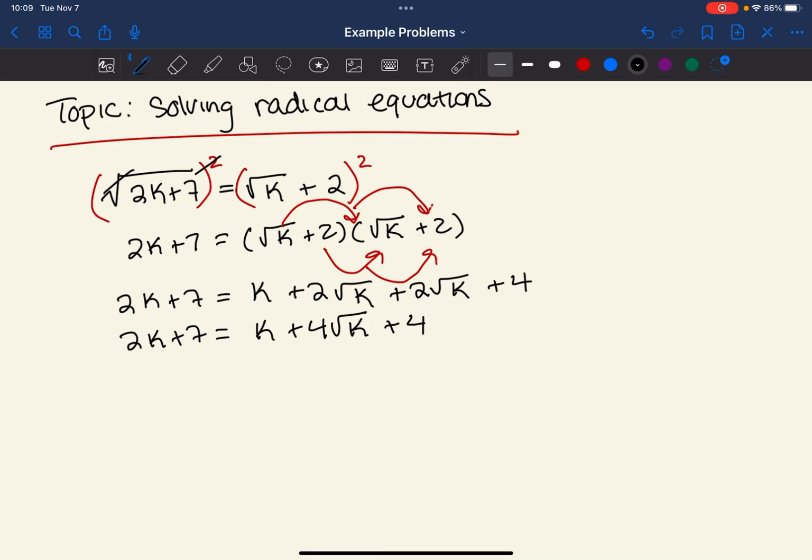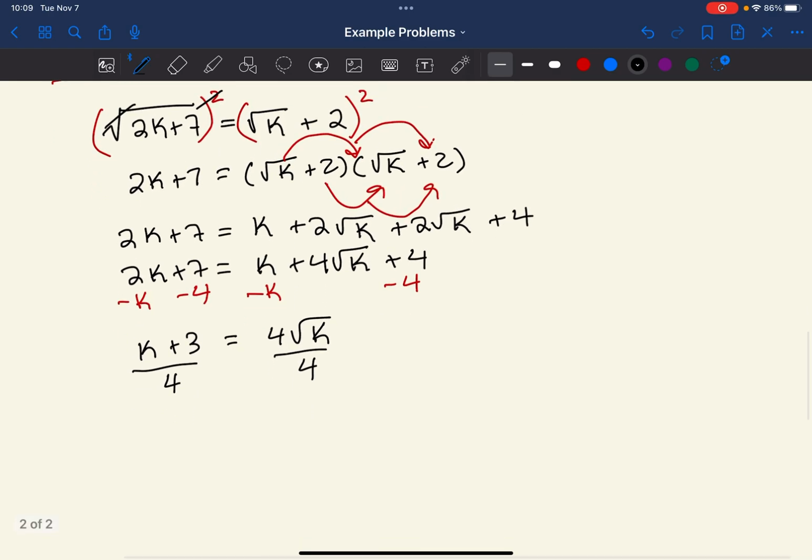Now we're going to have to isolate the other radical to get rid of it. So we need to isolate that square root of k, which means I'm going to subtract 4 to the other side and subtract k. When I do that, I'm left with k plus 3 is equal to 4 square roots of k. Okay. I want that square root of k by itself, so I'm going to divide both sides by 4. When I do that, I am left with k plus 3 over 4, I'm going to keep it as that large fraction, is equal to the square root of k.